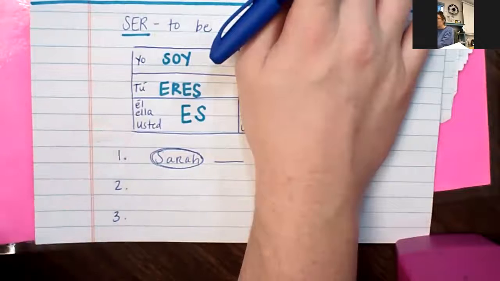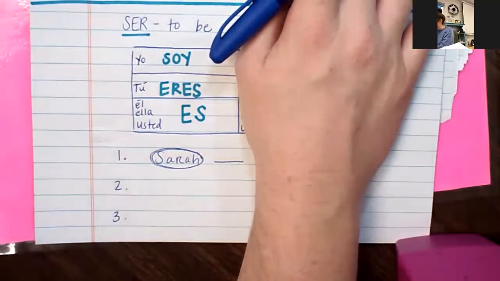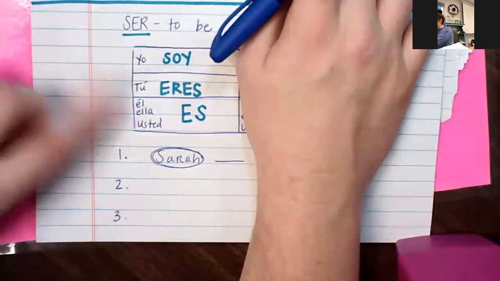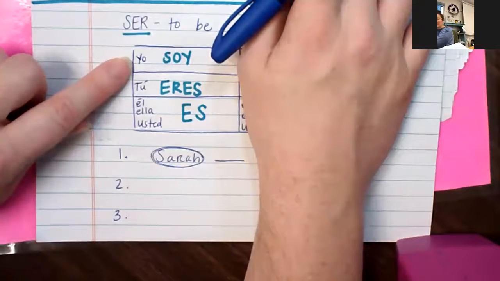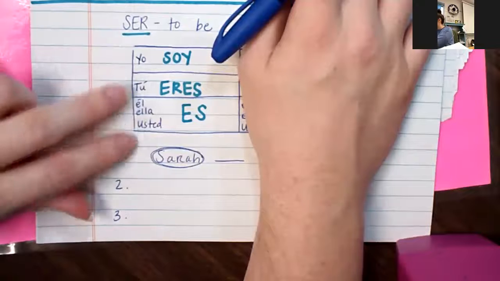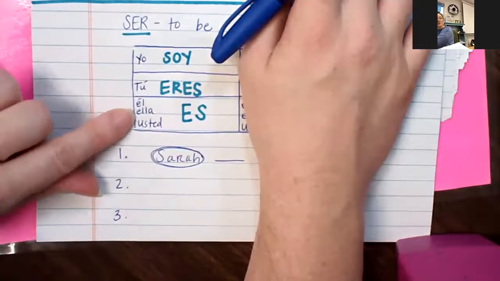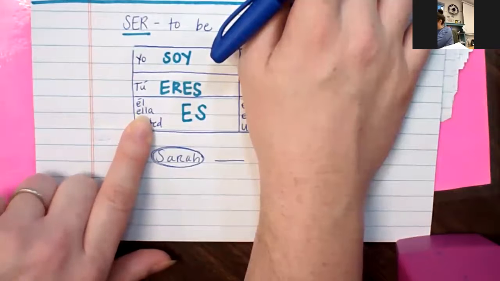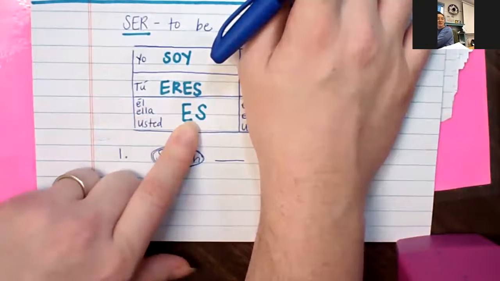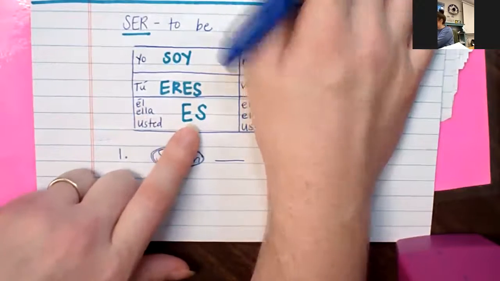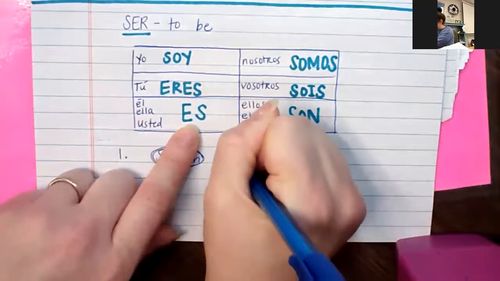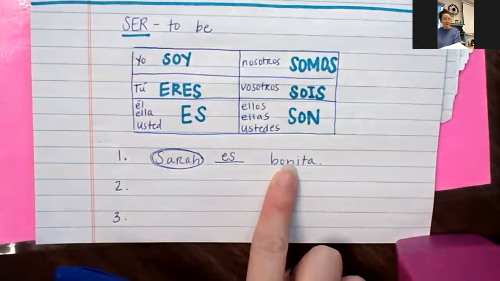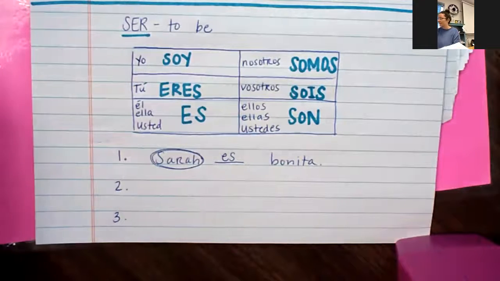Now, because we are talking about somebody, we know it has to be either él or ella, because I'm not talking about myself and I'm not talking to you. So it has to be either he or she. And because Sarah's a girl, it will be ella. And then we select the form of ser that is in that box with the subject pronoun. So Sarah es bonita. Sarah is pretty.